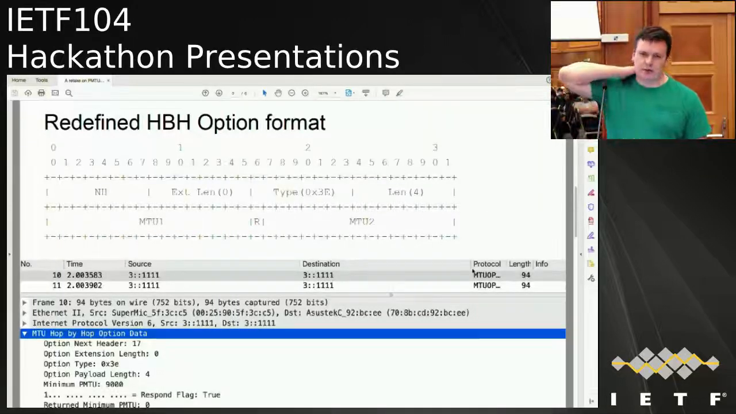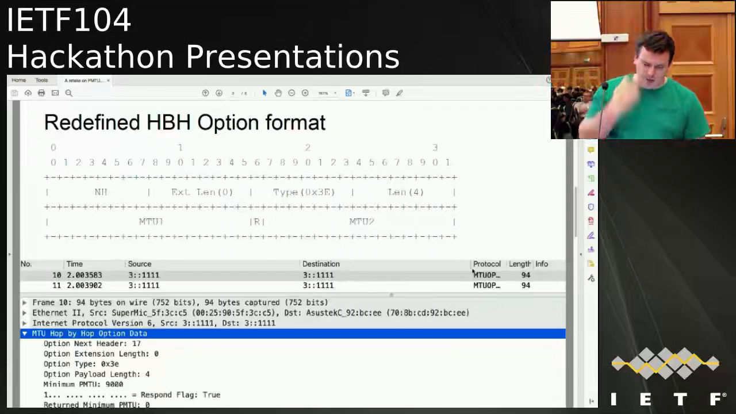MTU1 is the MTU of the host sending out the packet to try and measure the path to see what's there. We have MTU2, which is a reflected field. We realized that we wanted to have a flag here, and so we compressed the MTU2 space, and so you can only have even number MTUs. I think that's okay. And so we get a respond request flag there. This allows us to have hosts actually actively ask for a response and just mark that something is a response.